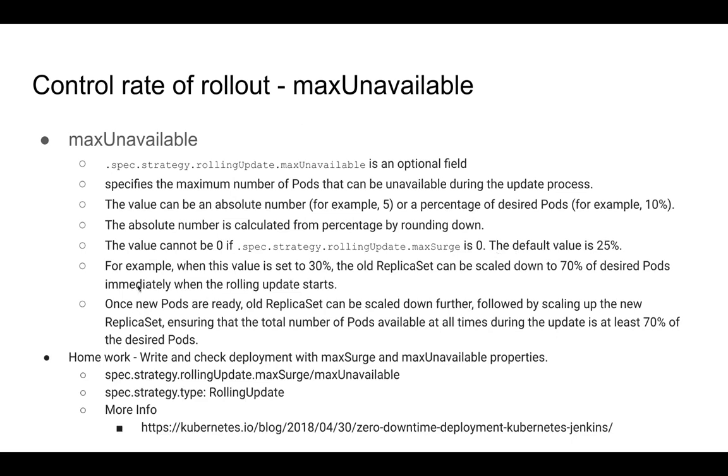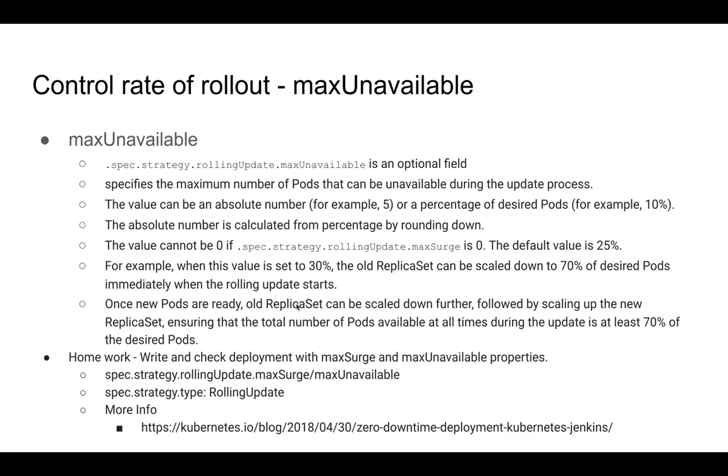Now let's see an example. When this value is set to 30%, the old replica set can be scaled down to 70% of the desired pods. So our desired pods are 3, and 70% of 3 is 2.1. So we round it down in this case. So you can have up to 2 pods; max unavailable pods can be up to 2 pods.